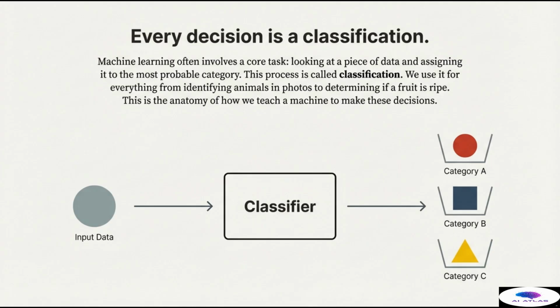Think about everyday applications. Whether an algorithm identifies an animal in a photo, sorts spam from a legitimate email, or determines if a piece of fruit is ripe enough to sell, it's all classification.